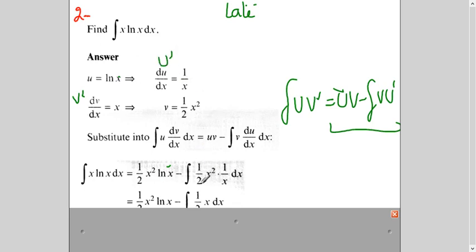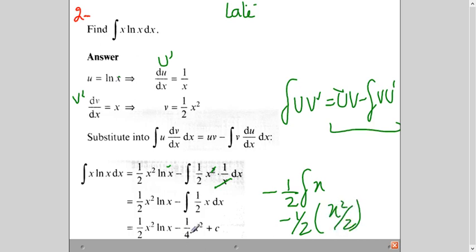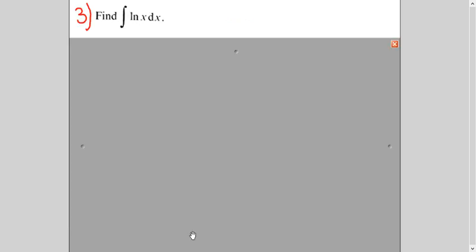So after plugging in, if you take this half outside and cancel this x with this, you will be left with x squared over 2. Right? This half will go outside and you have x inside. When you integrate x, it will be x squared over 2. So this is how you are getting it. Now let's see one more example and after that one more.